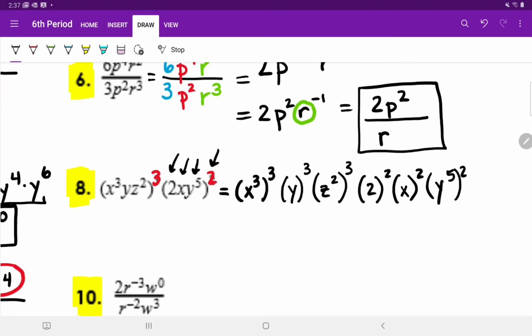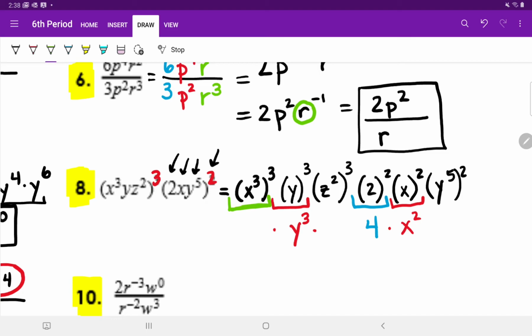Many of these pieces can be simplified quite nicely. For instance, the 2 squared, that's really easy. That's 4. Y cubed and x squared, those don't need any simplification at all. We can just rewrite those. But then some of these are going to require us to apply a rule.